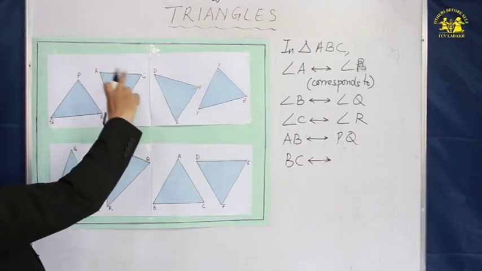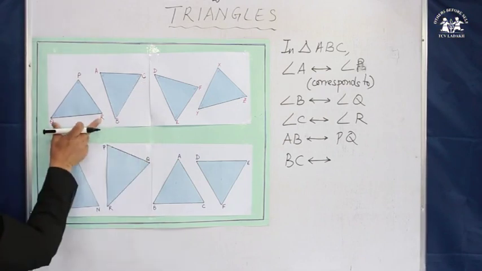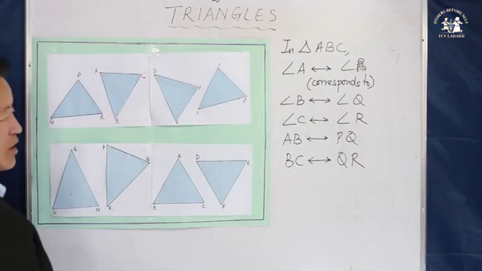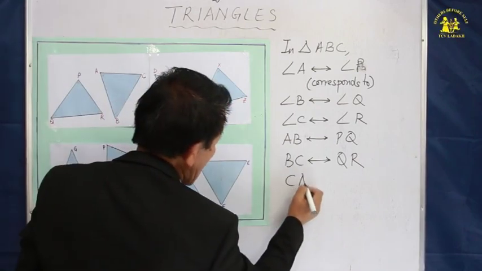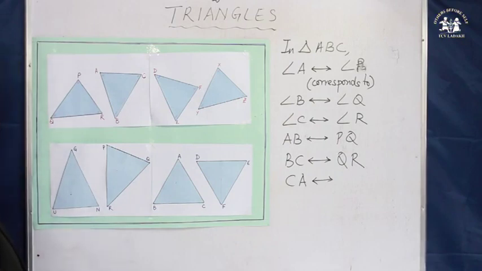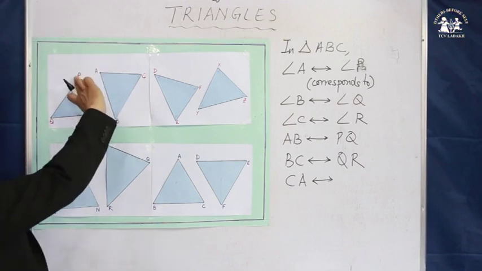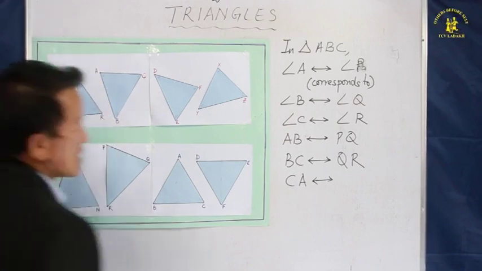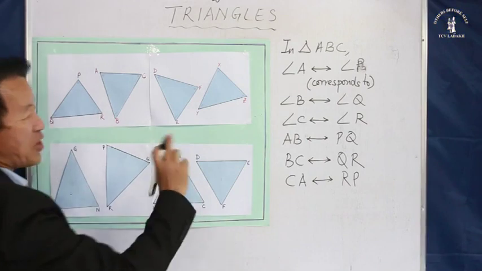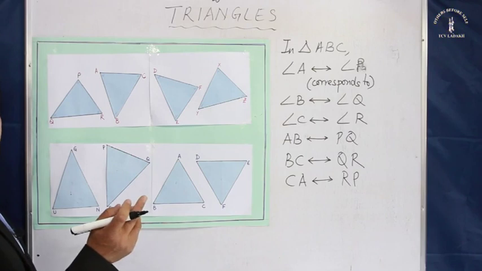And then next, let's see, side BC. This is the side BC, the longest side. So the longest side in this case is QR. So it corresponds to side QR, right? And then side CA, we can write side CA or side AC. CA is the shortest side, and the shortest side in this case is this one, RP. So therefore, if corresponding sides and corresponding angles are equal, then the two triangles are congruent.